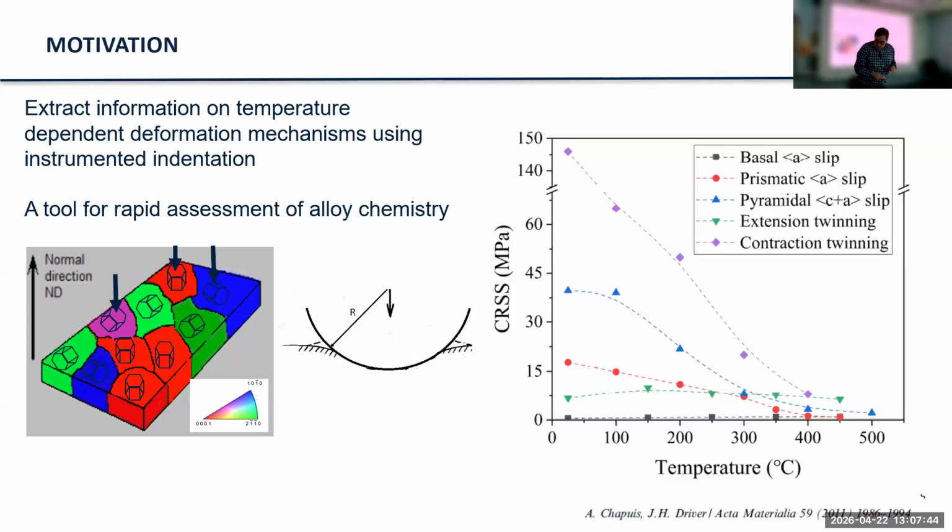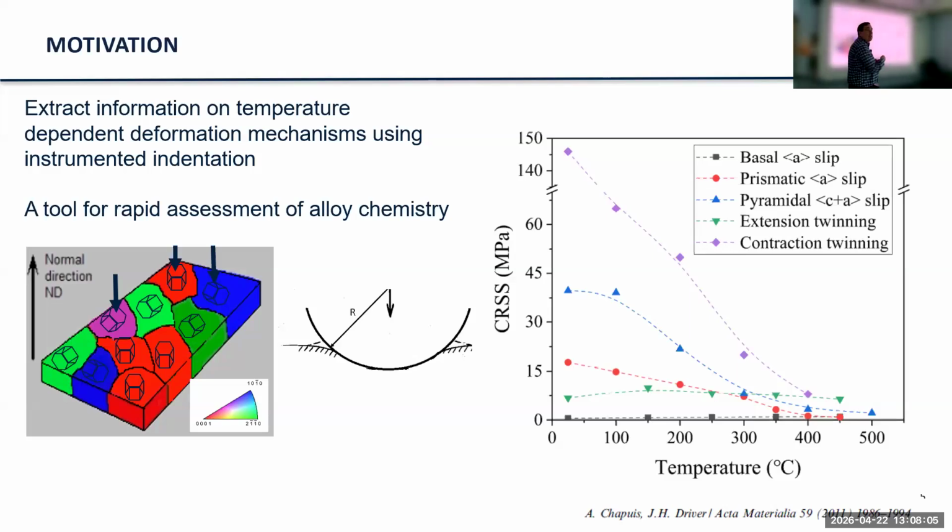So what we're going to do is take a polycrystal, and I'll walk you through the different steps of this. We're going to choose a grain of a certain orientation, and then we're going to use a spherical tip, go into this grain, probe the material and measure its response.